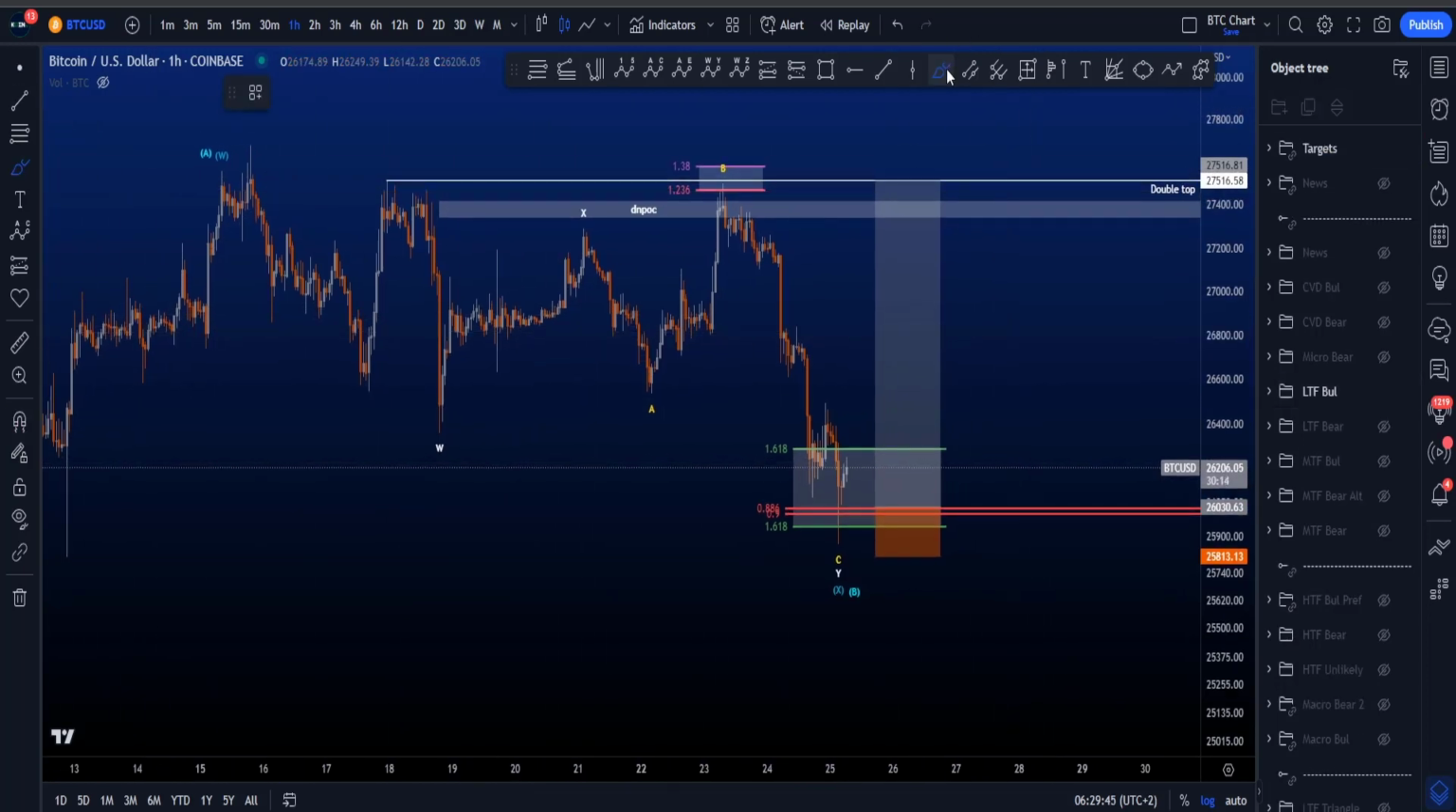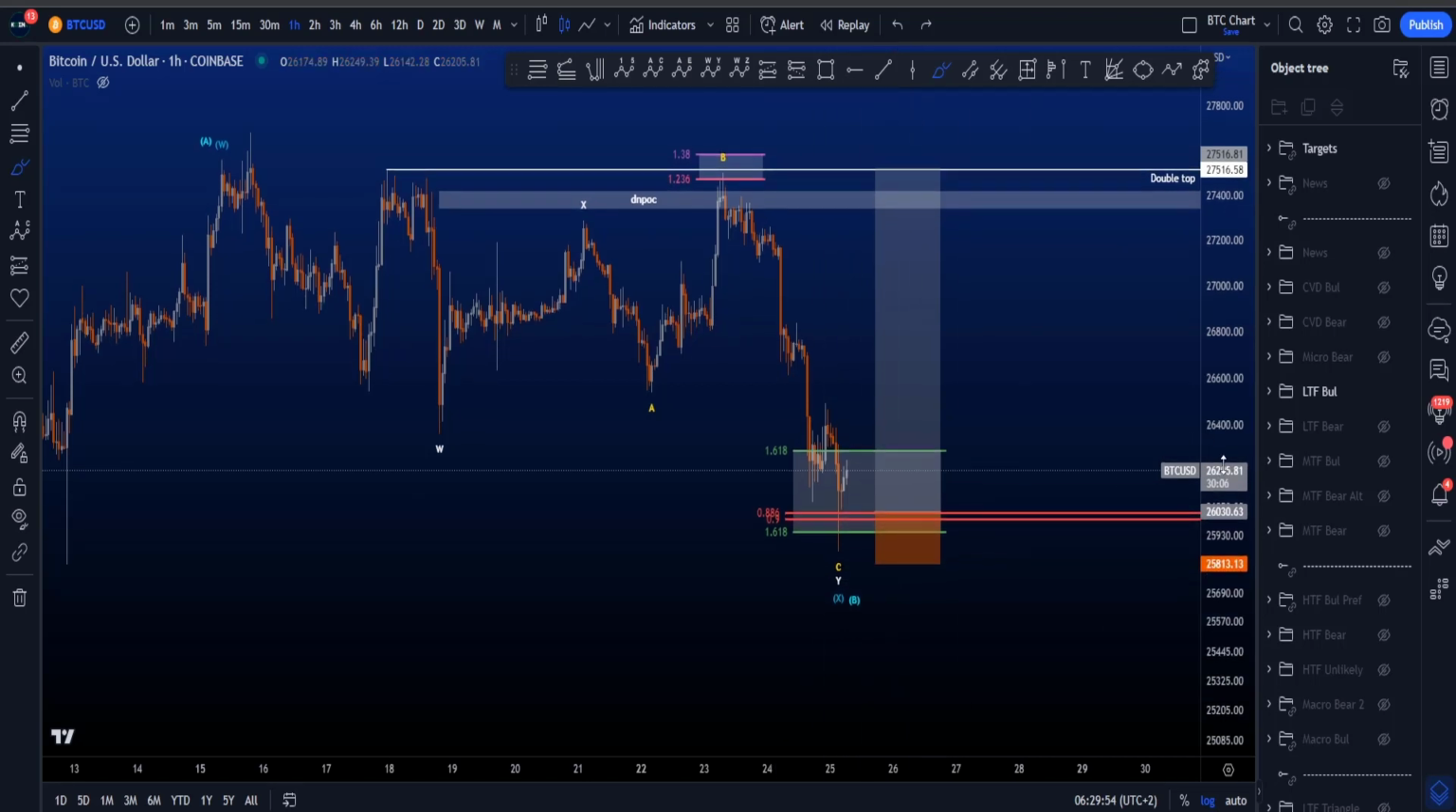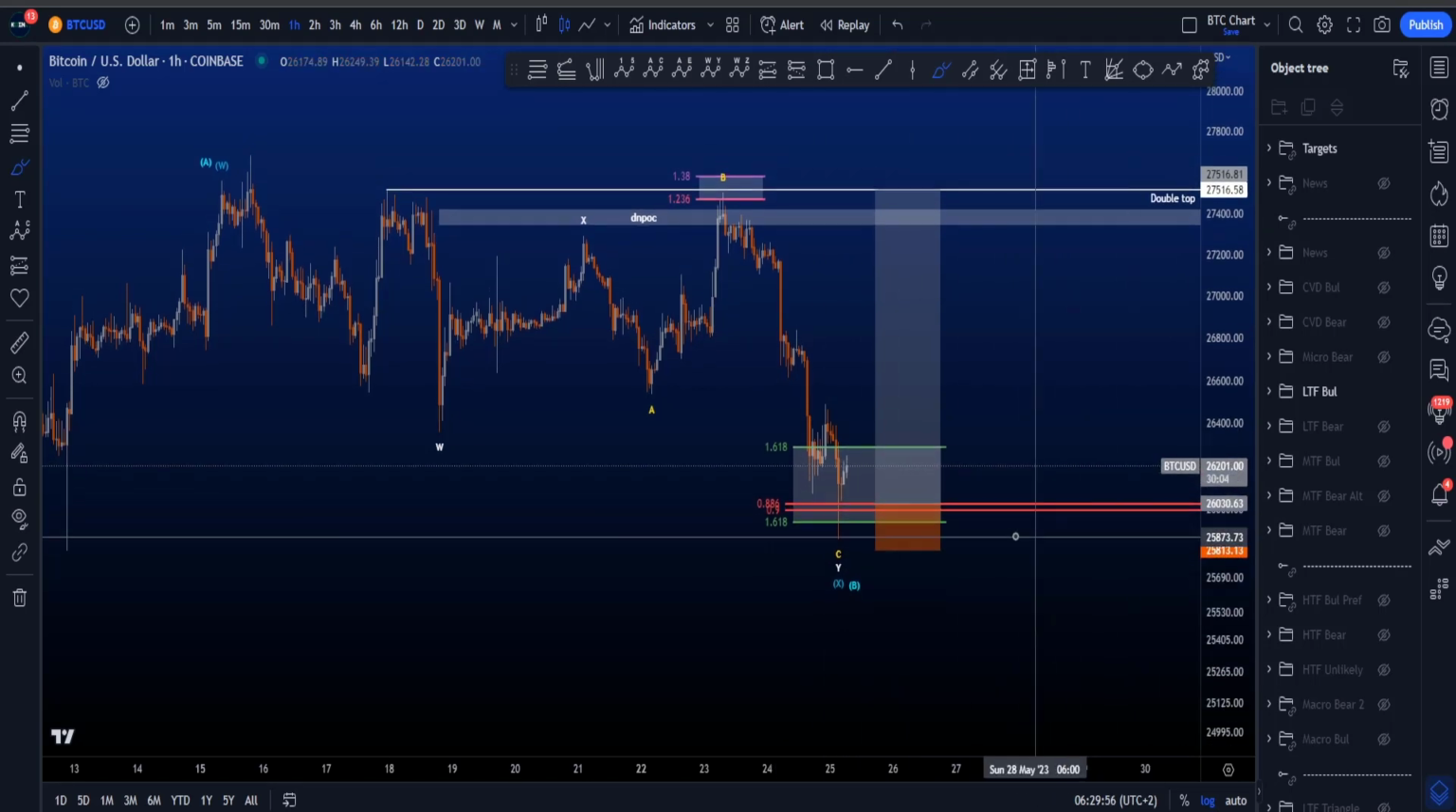No financial advice, of course, but this is based on the scenario, and you have to make sure you follow your plan on the lower time frames. And also, if you set stop losses and stuff, make sure it's at the invalidation of your personal plan. So this is quite interesting.